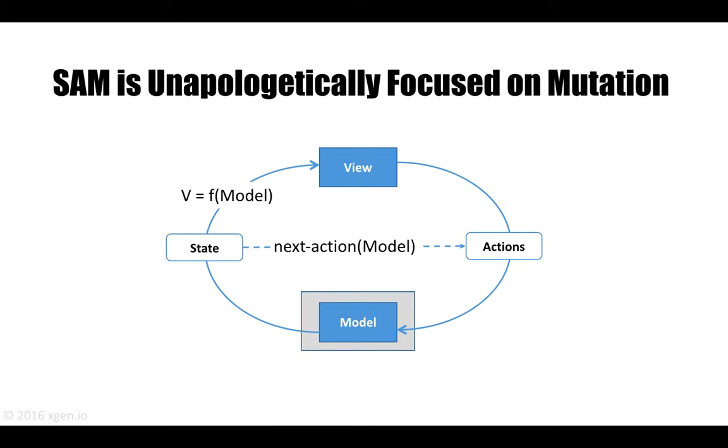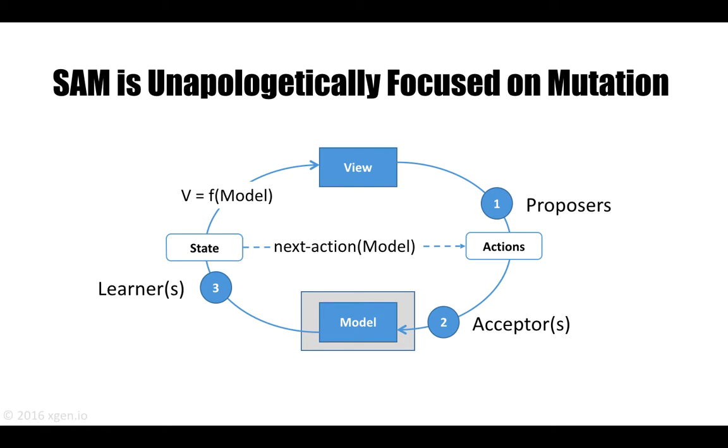If we look at the overview of the pattern, the proposers are called actions. The acceptors, sometimes there could be more than one, are called the model. The model is a critical section. In other words, it can only process one action at a time. And then the learners are the state function. And the state function is a relatively new concept. Its role is to create the state representation and pass it on to the view to be rendered.